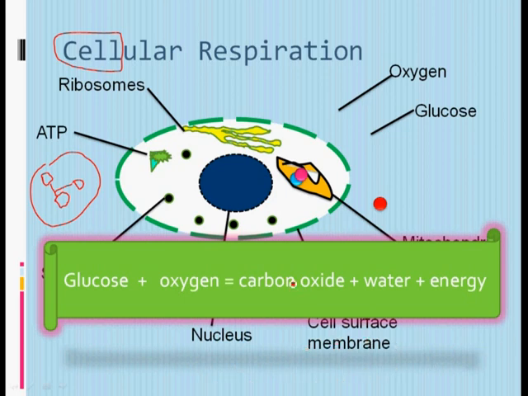So, you see carbon oxide right here. It's supposed to be carbon dioxide, not carbon oxide. We apologize for that. So your worded equation is supposed to be glucose plus oxygen equal to carbon dioxide plus water plus energy. Yes, water vapor is also released from this site and it leaves the cell and leaves the body as well. Okay, so let's continue.